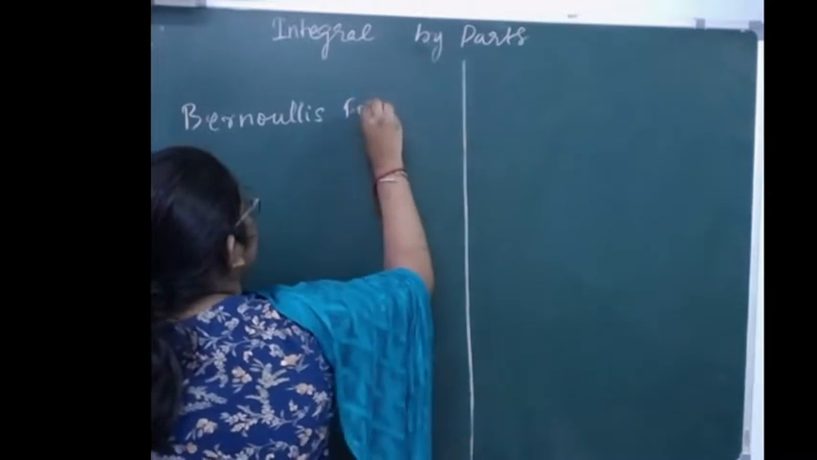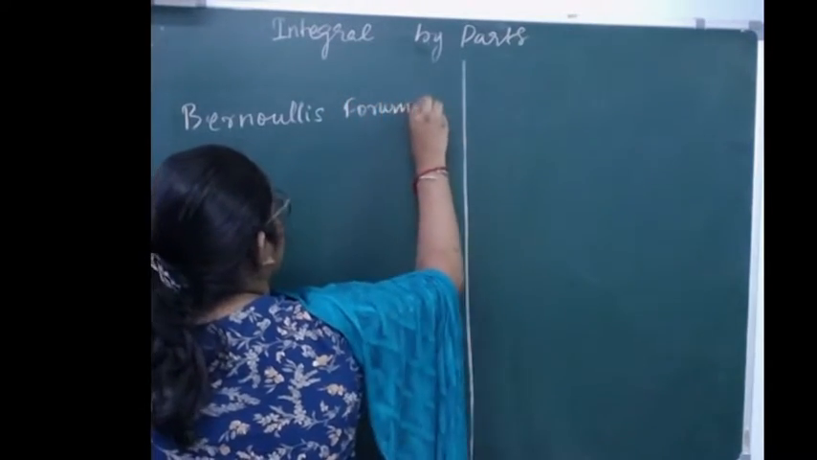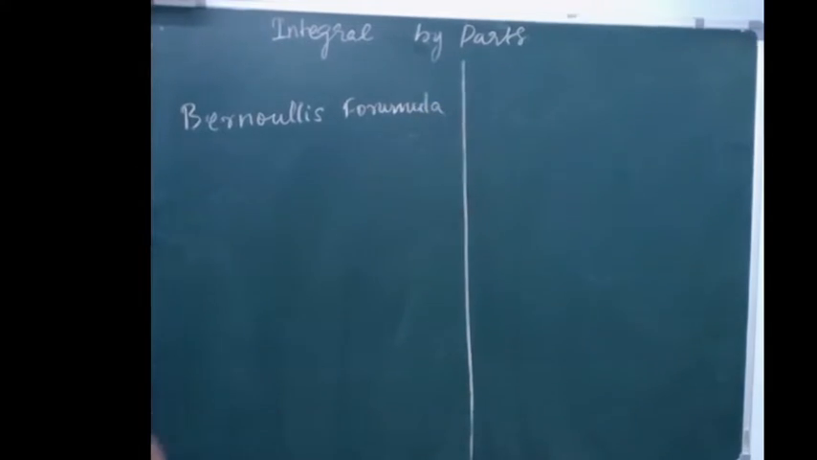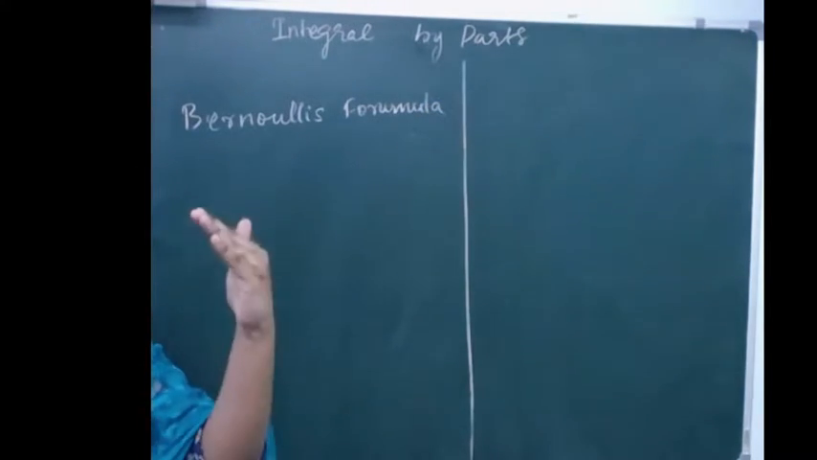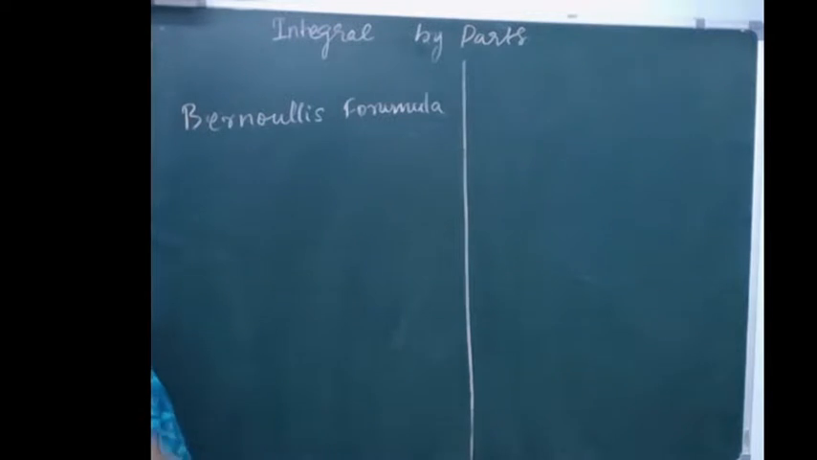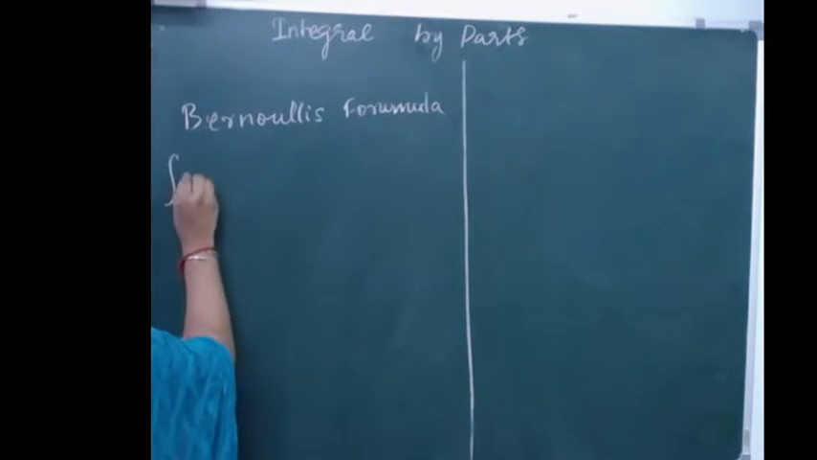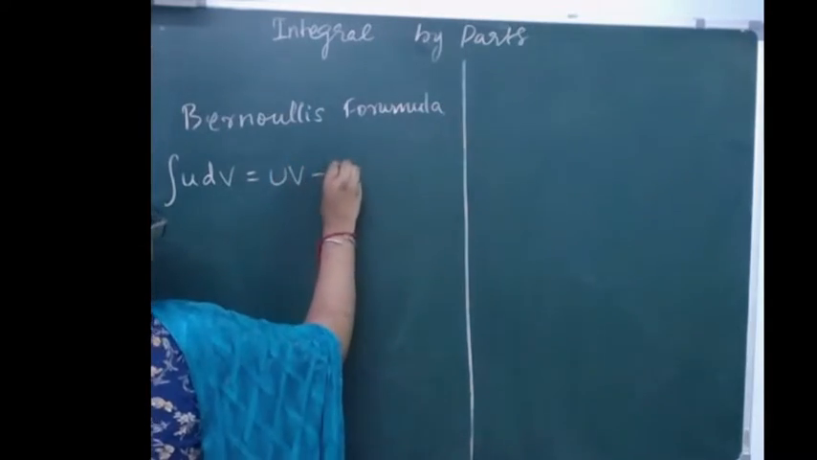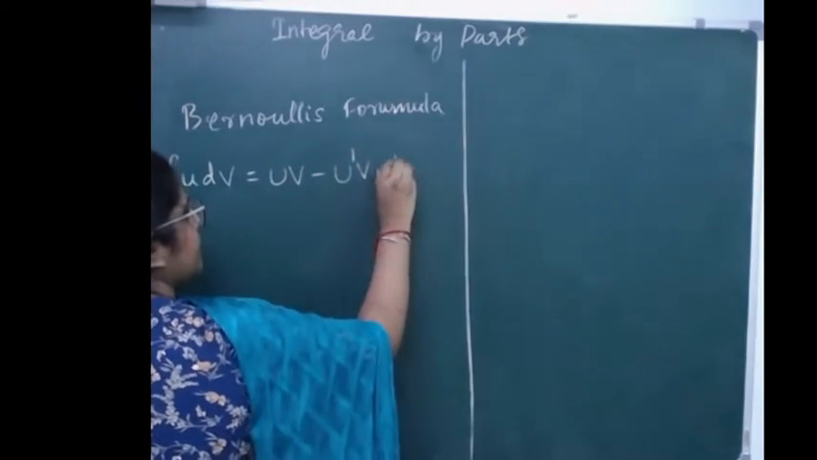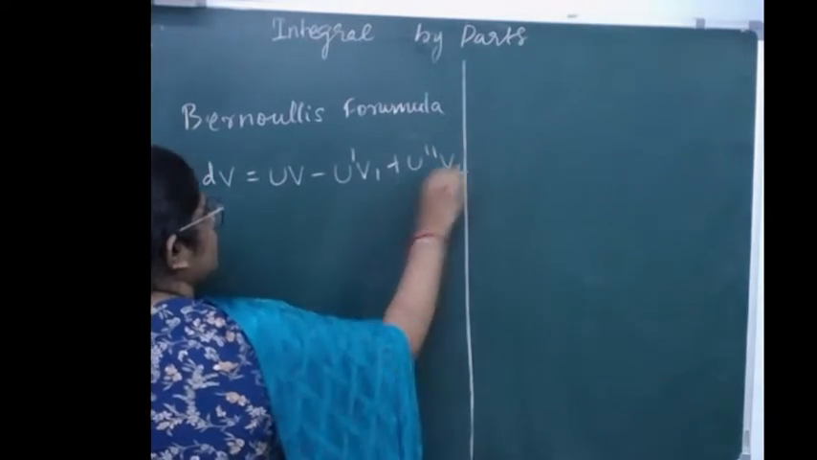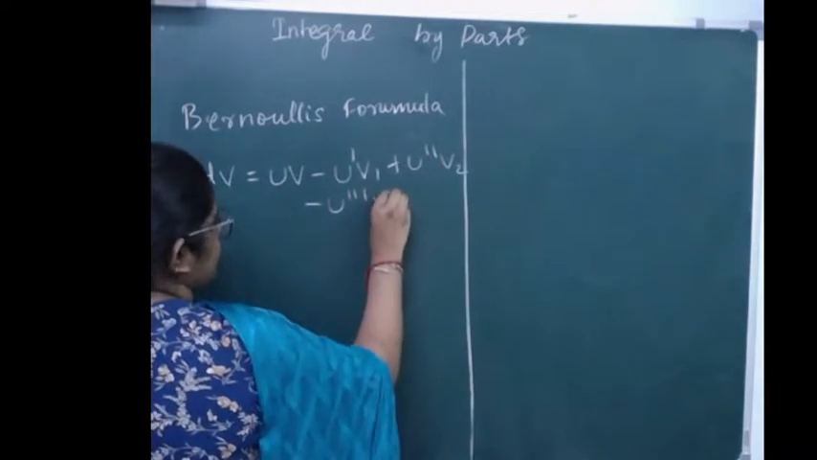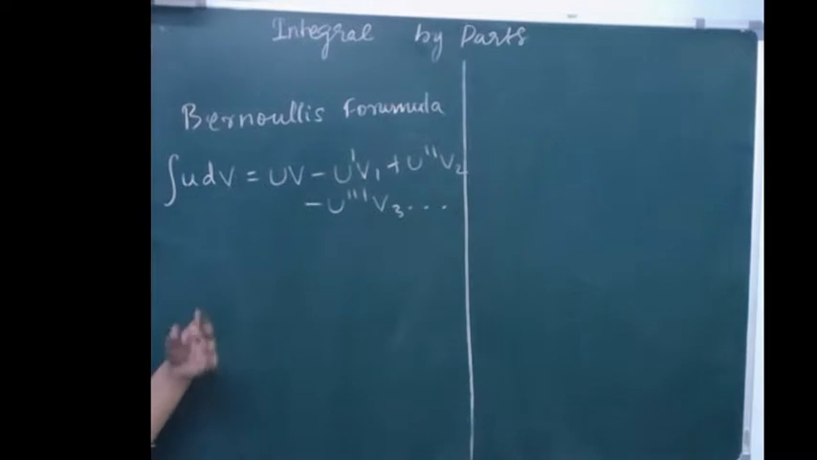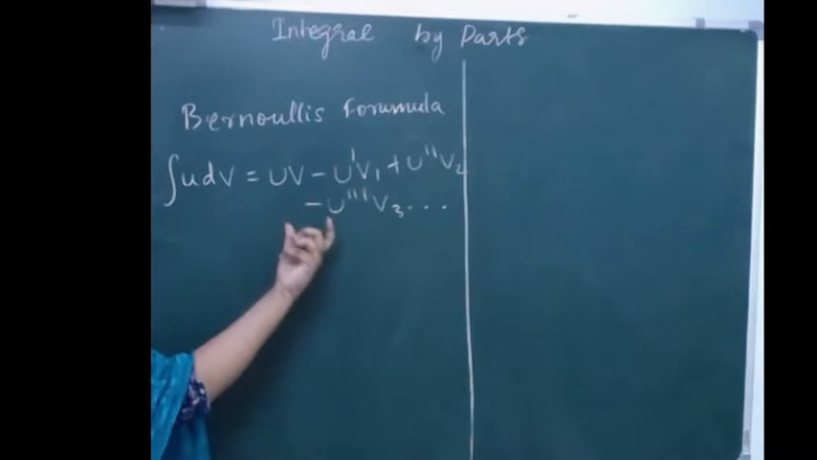Bernoulli's formula is nothing but we have to differentiate the u function till it reaches a constant, and then we have to integrate the v part the same number of times. The formula for the integral of u dv is u v minus u dash v1 plus u double dash v2 minus u triple dash v3, and it goes on. So in alternate places we get negative signs.